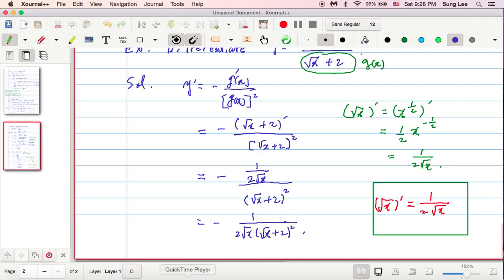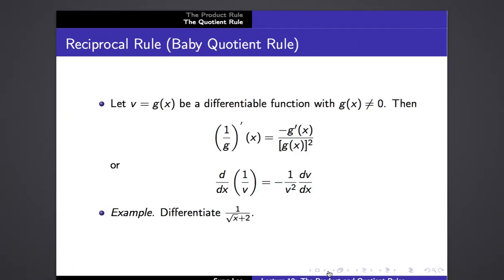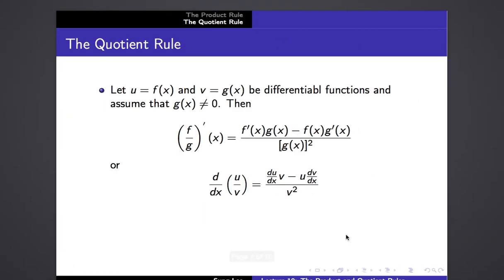Okay, going back to my slide again. Here comes the quotient rule. So what is it? We have two differentiable functions, u equals f of x and v equals g of x.